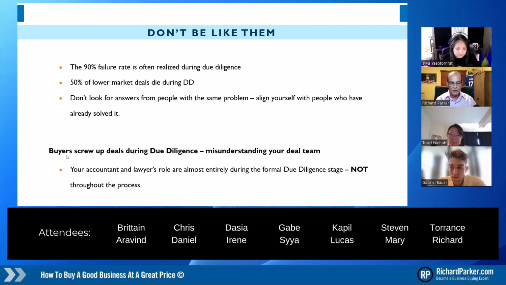Buyers screw up during deals during due diligence because part of this is misunderstanding your deal team. Your accountant and your lawyer's role is almost entirely during the formalized due diligence process, not throughout the process. And we're going to cover in a minute the distinguishing factor between the two. So you're going to bring your attorney and accountant in at certain parts during your due diligence, but they are not your mentors and advisors throughout the process, because much of what you have to do is on your own, and they're limited in their scope related to most of the steps during the business buying process.